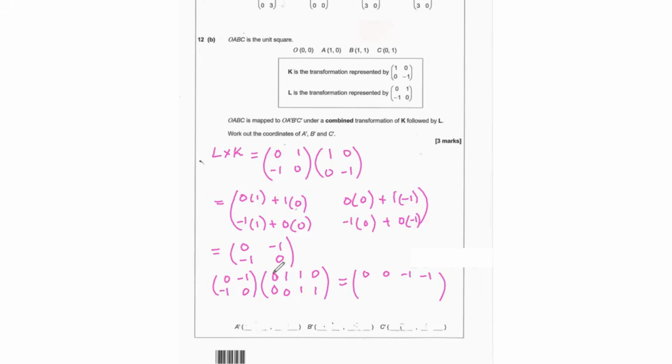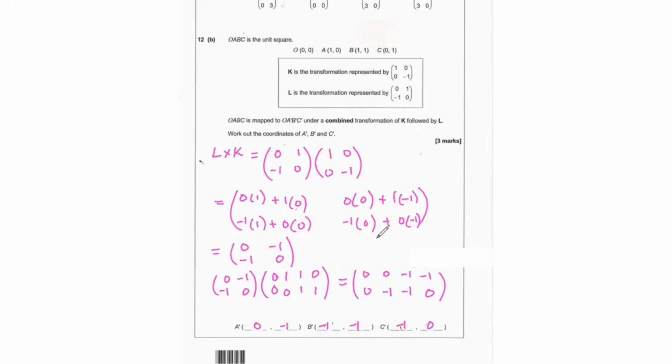Now, negative 1 times 0 is 0. Again 0, so that's again 0. This is negative 1 times 1, negative 1. So plus 0, so negative 1. Negative 1 times 1, negative 1 plus 0. Negative 1 times 0 plus 0 times 1, that's 0. So coordinates of A are 0, negative 1, B are negative 1, negative 1, and C are negative 1, 0.